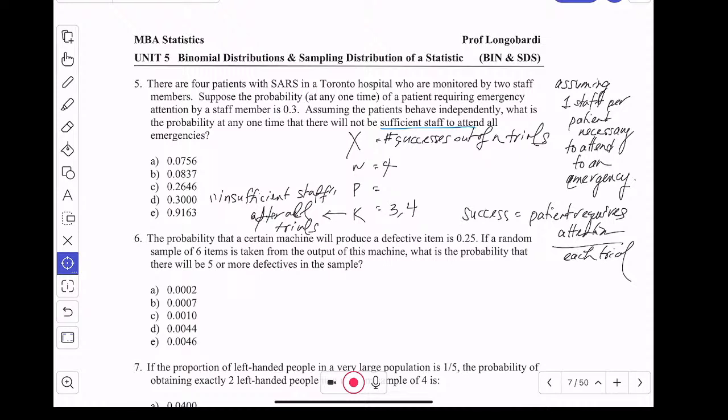So what's the chance of success needing attention? It's 0.3. So whatever you are given here as your probability is the one that you're going to use as your success.